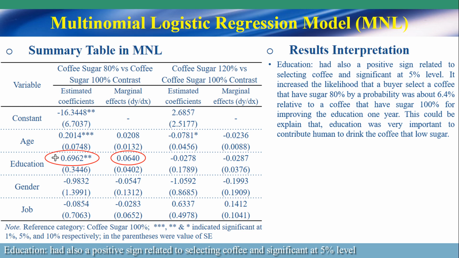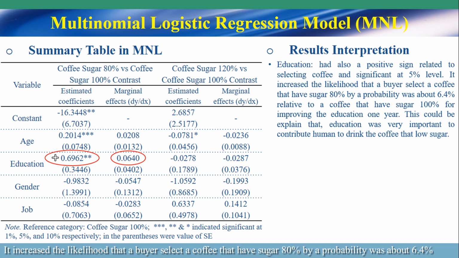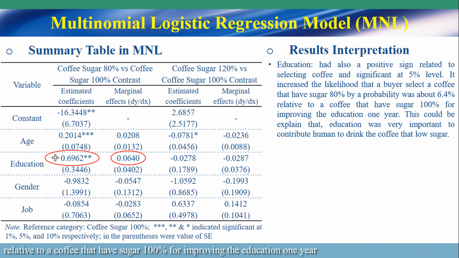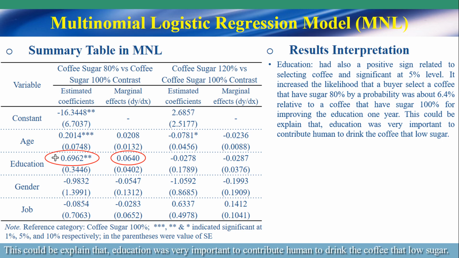Education had also a positive sign related to selecting coffee and significant at 5% level. It increased the likelihood that a buyer selects a coffee that has sugar 80% by a probability of about 6.4% relative to a coffee that has sugar 100% for improving education by 1 year. This could be explained that education was very important in contributing to humans drinking the coffee that has low sugar.